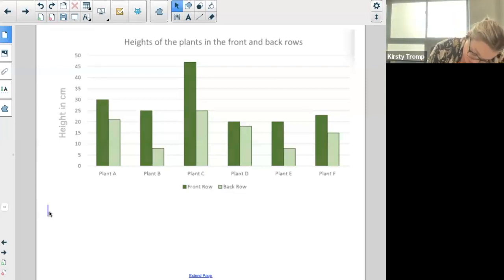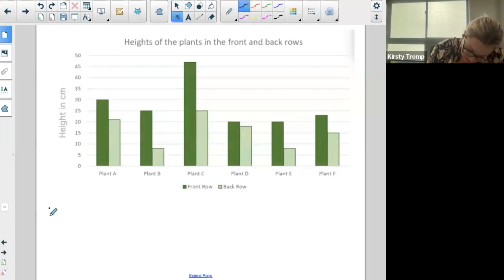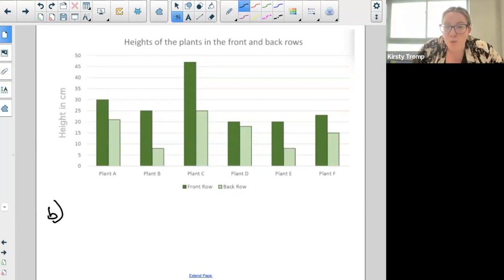Question B says to us, which plant was most affected by changes in the sun? So in other words, which plant grew the biggest? Which plant was most affected by the changes in the sun? Guys, which one had the biggest effect from having the sun on it?